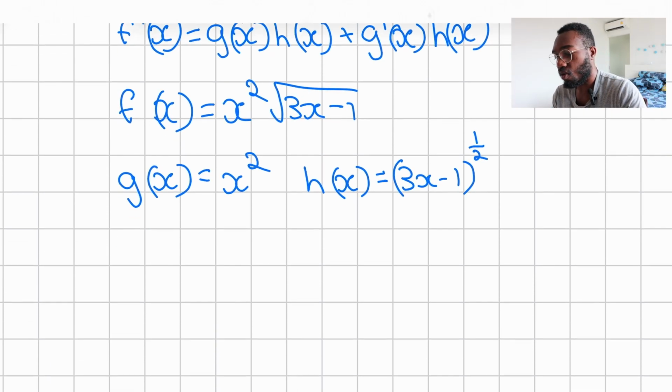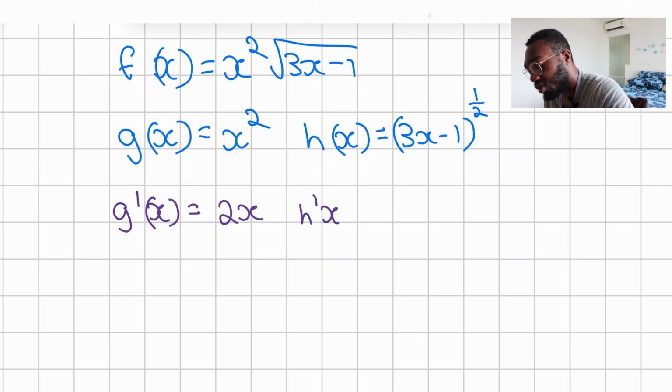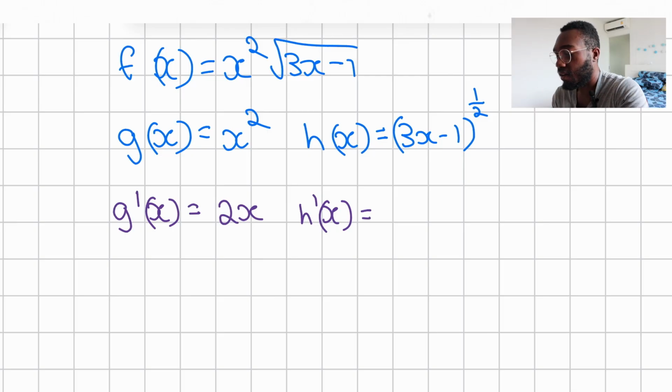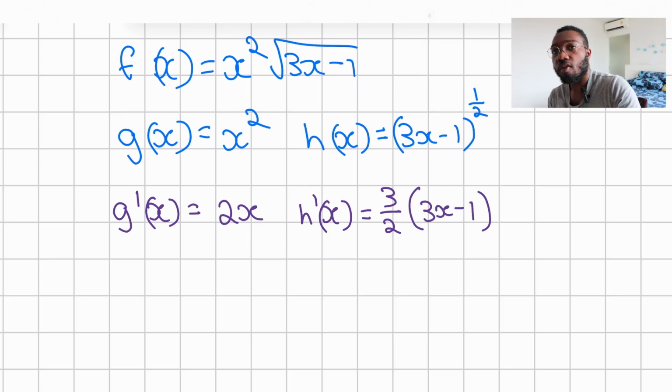If we do that, we get g dash x. Well, that would just be 2x, right? We'll just differentiate x squared. And then with h dash x, if we differentiate h of x, then that 3 would come out of the brackets, and then we also need to times by that half. So we would get a 3 over 2, and then we still have our brackets of 3x minus 1, and then we need to put the power down by 1. So that will be minus a half.